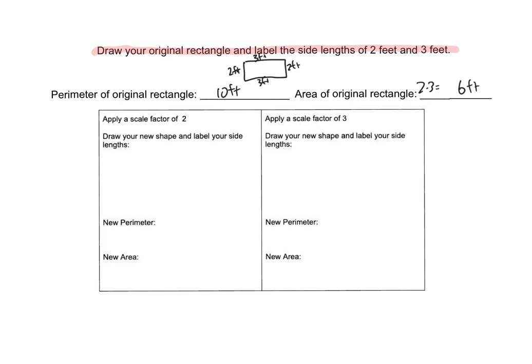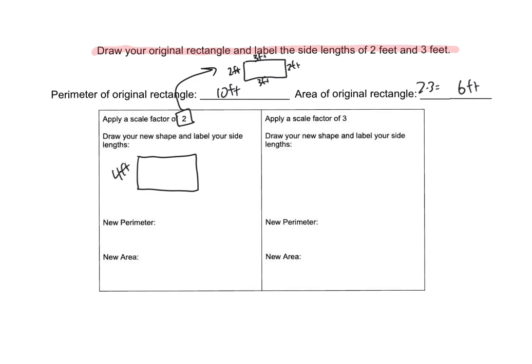Now take a moment, and you're going to have 4 boxes here. You're going to do a scale factor of 2 and a scale factor of 3. I want you to apply a scale factor of 2 to our original shape. So go ahead and draw a rectangle. Remember, the scale factor is a multiplier, and we're going to multiply each side of the shape by 2. So go ahead and do that.